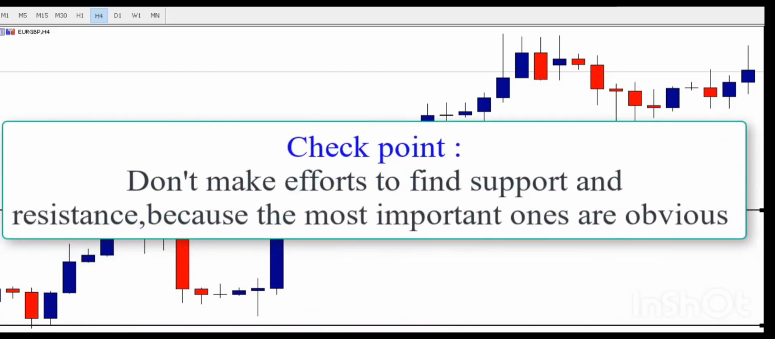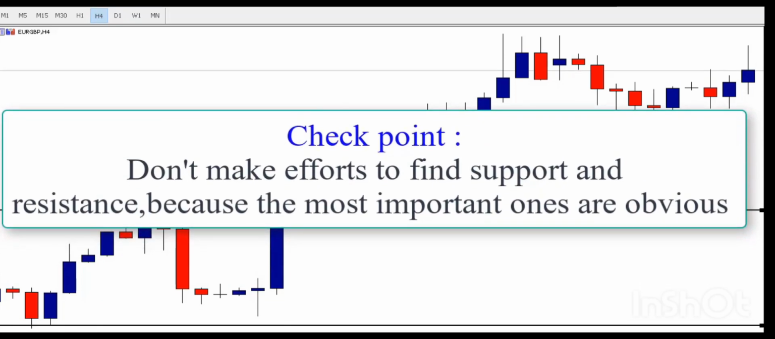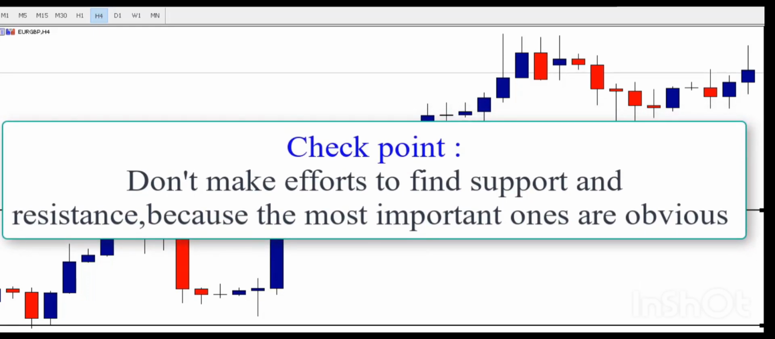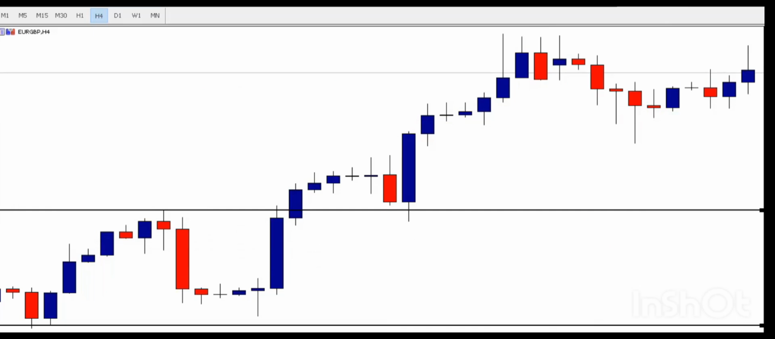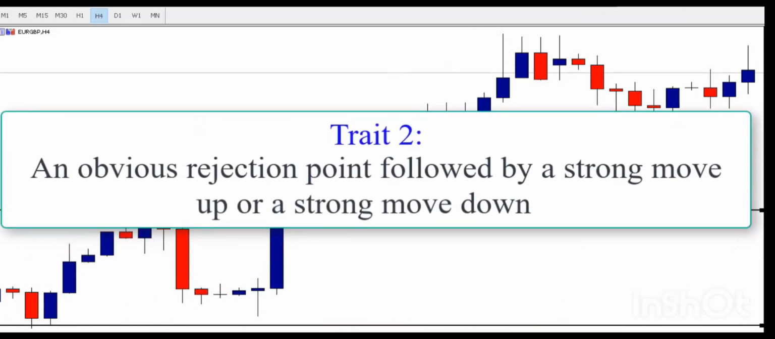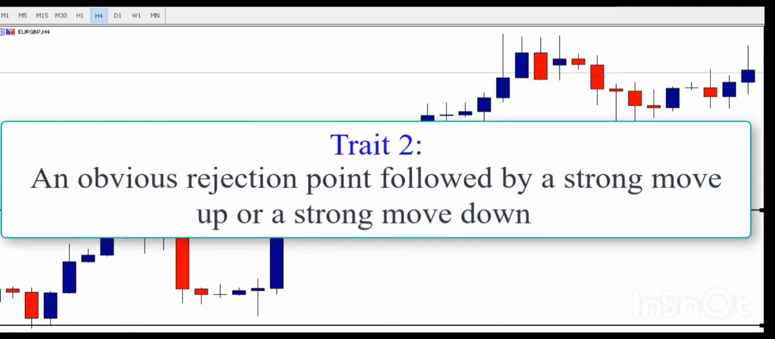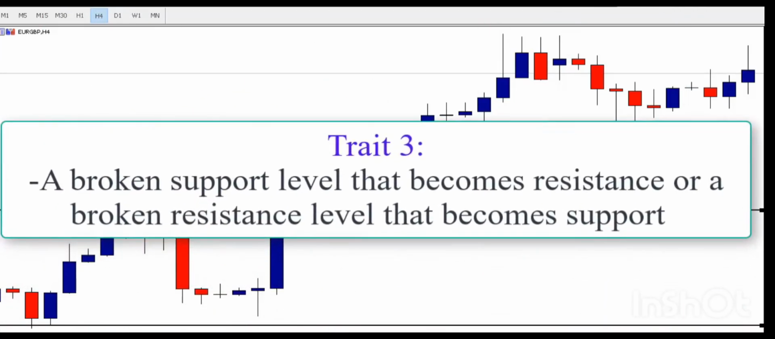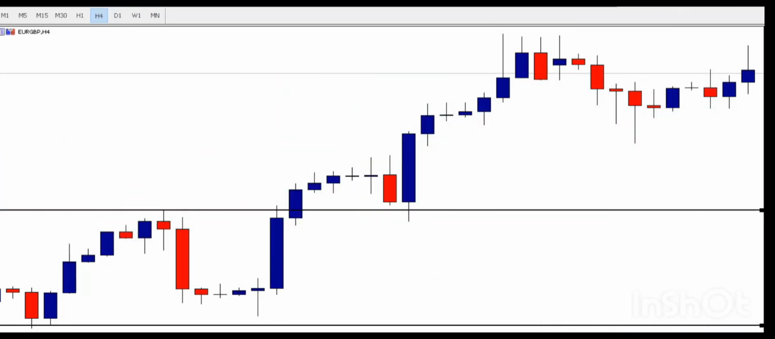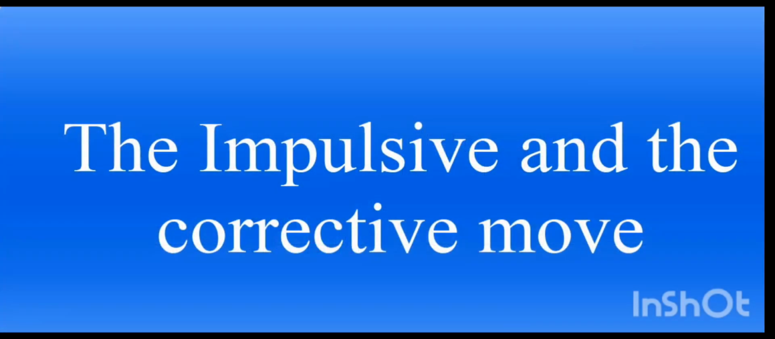So you have to note it. Don't make efforts to find support and resistance, because the most important ones are very obvious. You can see them clearly. You don't need a soothsayer to tell you that this is support or this is resistance. So it is very important. To recap: extreme swing highs and swing lows, an obvious rejection point followed by a strong move up or down, a broken support level that becomes resistance, or a broken resistance level that becomes support.